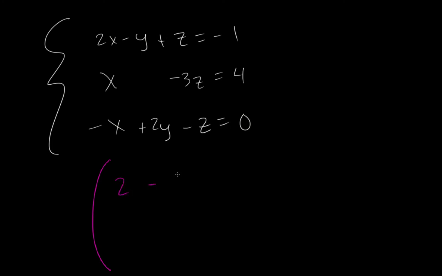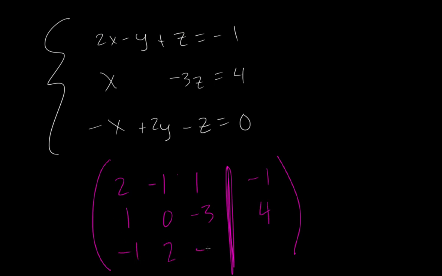And this is kind of like the equal sign, and we write that. Then x would be 1, there's no y, so we put a 0, then -3, and then our answer is 4. Then -1, 2, -1, 0. And that's all they want us to do so far.